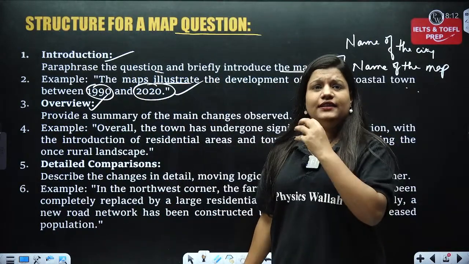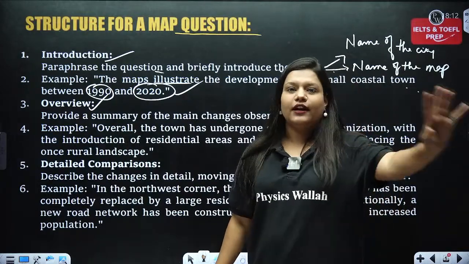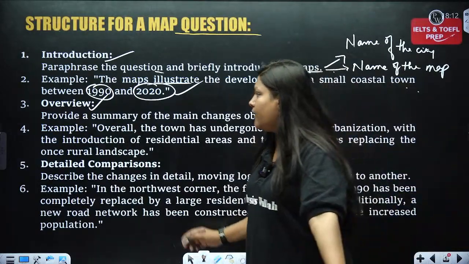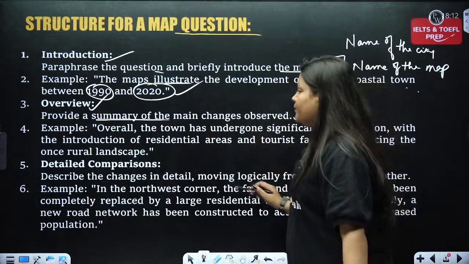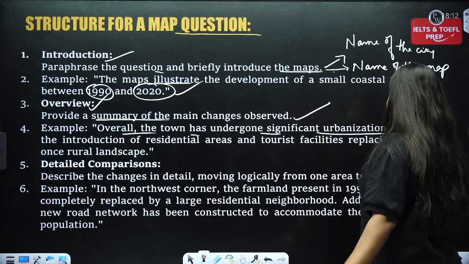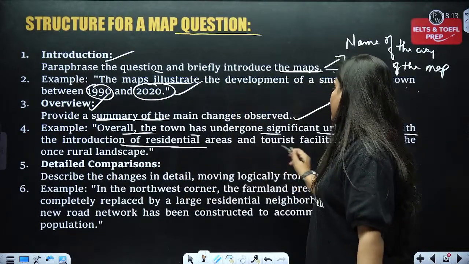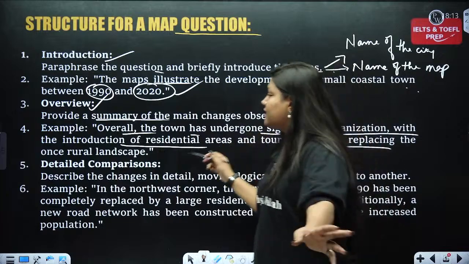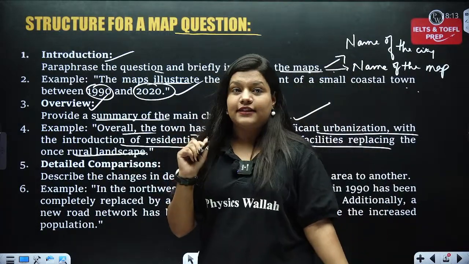As usual, nothing's going to change. Similarly, you have to write the overview that you have been writing so far in all kinds of questions. Okay. Provide a summary of the main changes observed. For example, overall the town has undergone significant urbanization with the introduction of residential areas and tourist facilities replacing the once rural landscape. Okay.